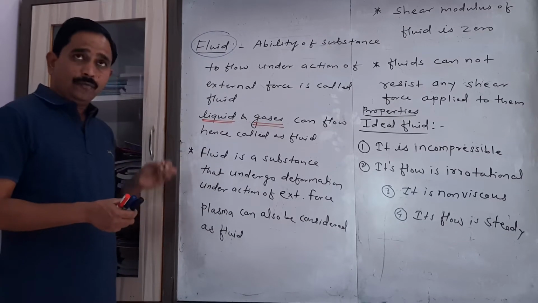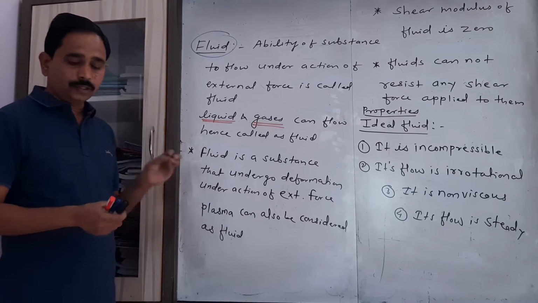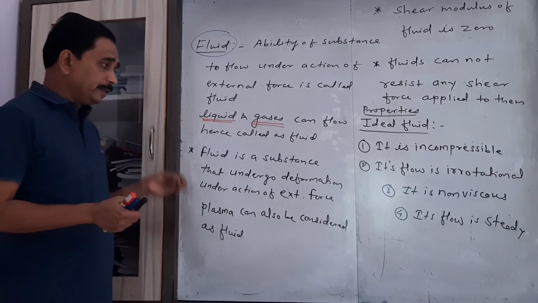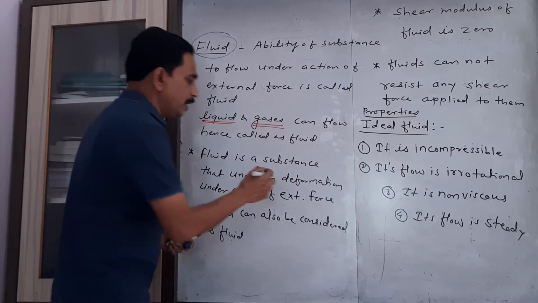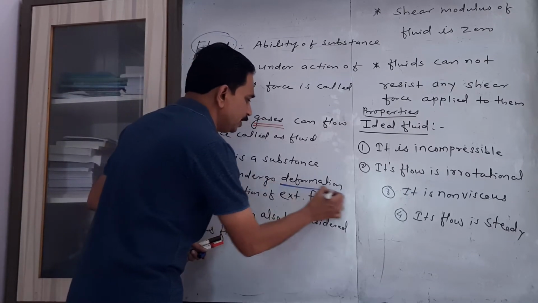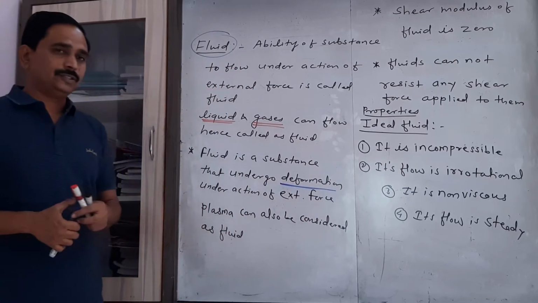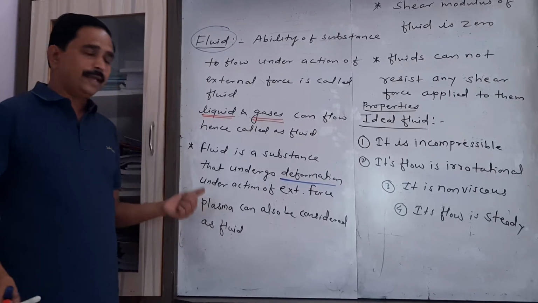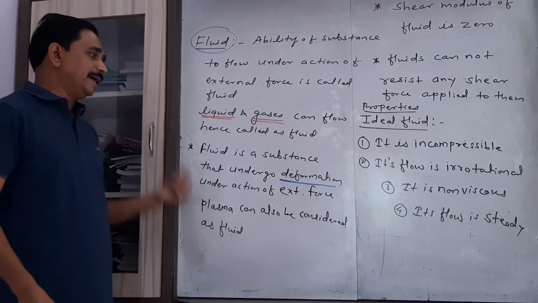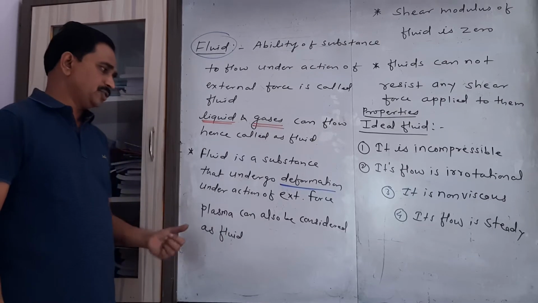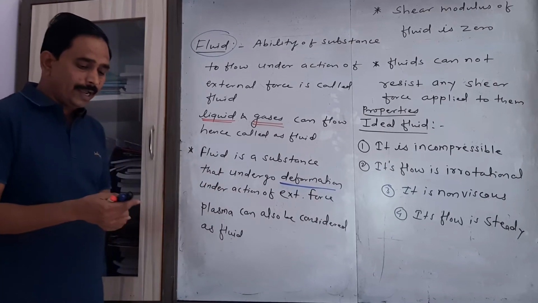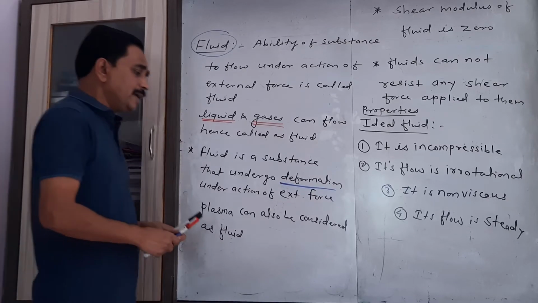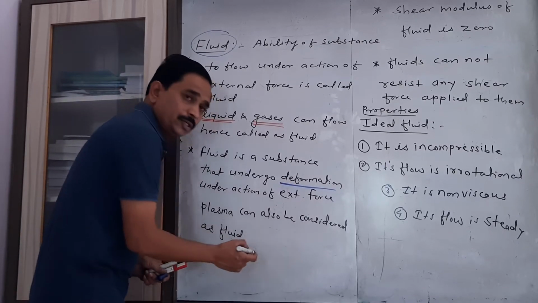Then when we apply some force on that fluid, it can easily undergo deformation. Deformation means change in shape and size. Here, a fluid is a substance that undergoes deformation when we apply force on it. Why do liquids and gases easily undergo deformation?